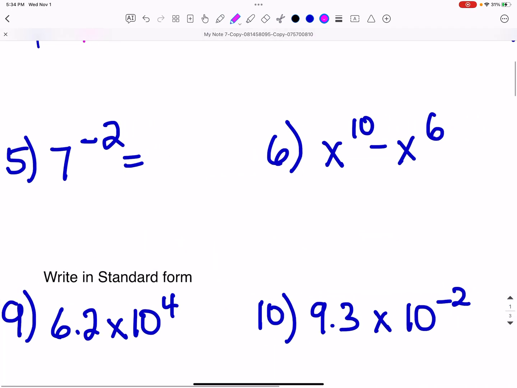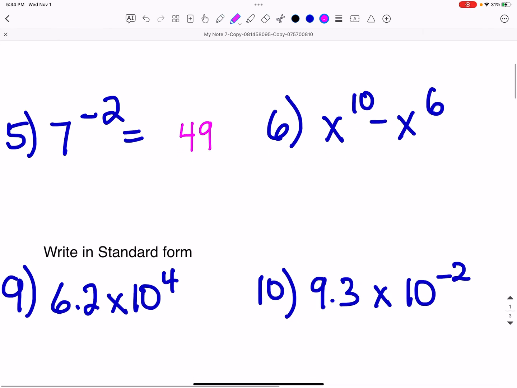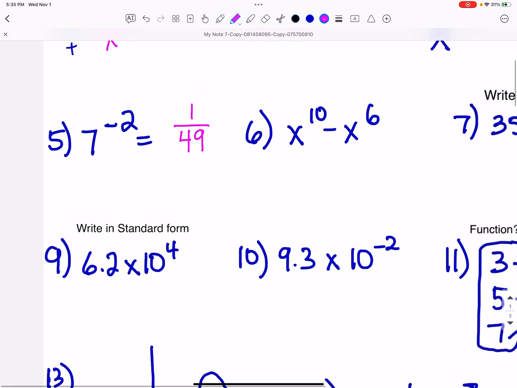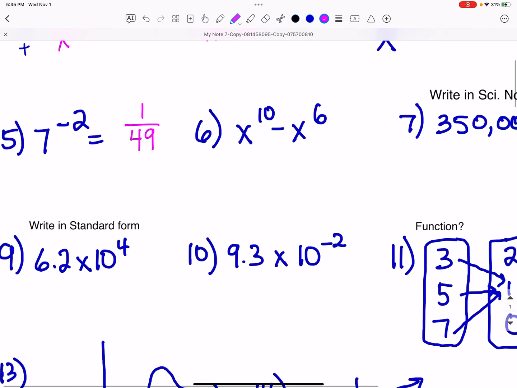All right, 7 to the negative 2 power. I just want you guys to know that 7 to the second power is 49. So 7 to the negative 2 power is not negative 49. Negative powers turn things upside down. We're dividing by 49 instead of multiplying. So it's not negative, it's just upside down. Just something we need to remember. All right, one thing less than subtraction is nothing. Sorry, there's nothing we can do.